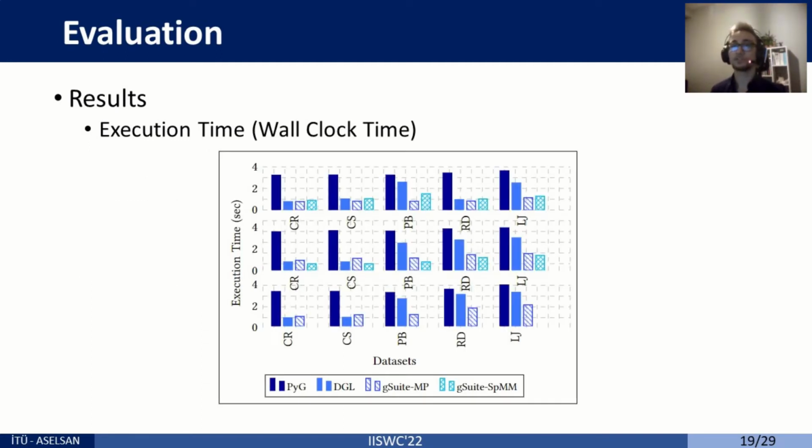Our first metric is end-to-end wall clock execution time. In general, execution times of PyTorch Geometric is longer than other frameworks. This is mainly because of the initializations that are performed as part of their implementation. Since gSuite eliminates high-level library dependencies, its implementations tend to run faster than other frameworks in terms of end-to-end execution time.